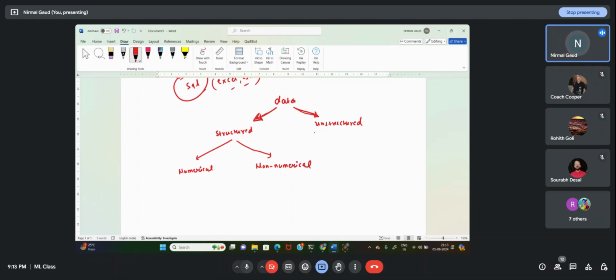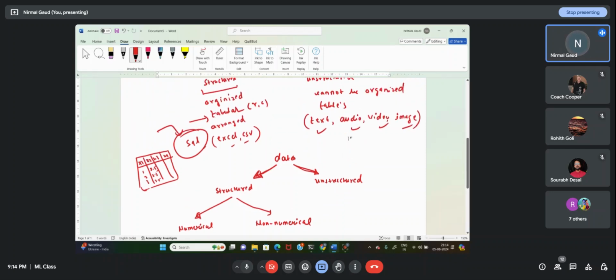So if you are organizing data in the form of a table, for example, this is a table. These are the features, x1, x2, x3, x4. You're putting some values here, 1, 2, 3, then something like 2.5, 3.5, 7.5, and so on. You're putting some values here in the table. If those values are numerical, that will be numerical data. And if those values are something like text, though I told you that text is unstructured data, that's what I told.